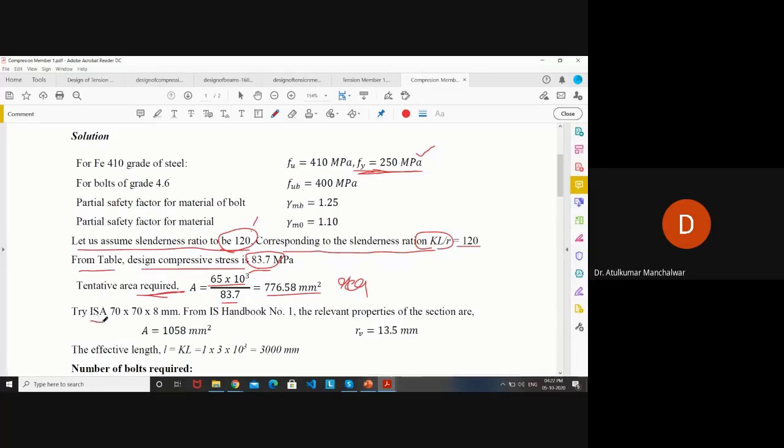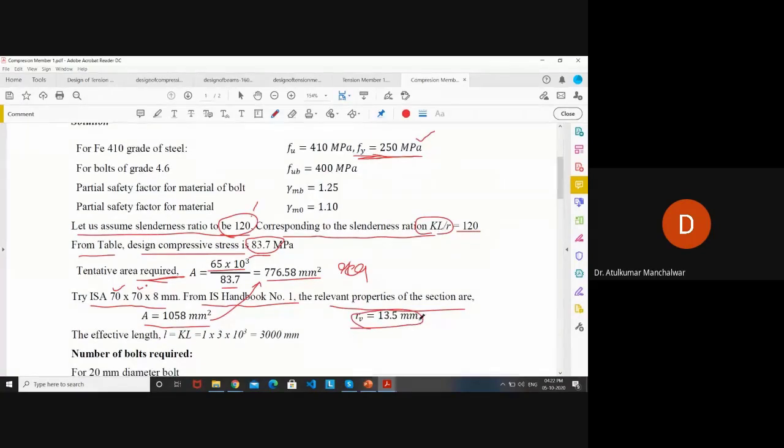ISA 70 by 70 by 8 equal angle section, from IS Handbook number 1. The relevant properties for this section: the area is this, and the area is more than the required area. The radius of gyration is 13.5. For this case, the effective length is 3 meters.